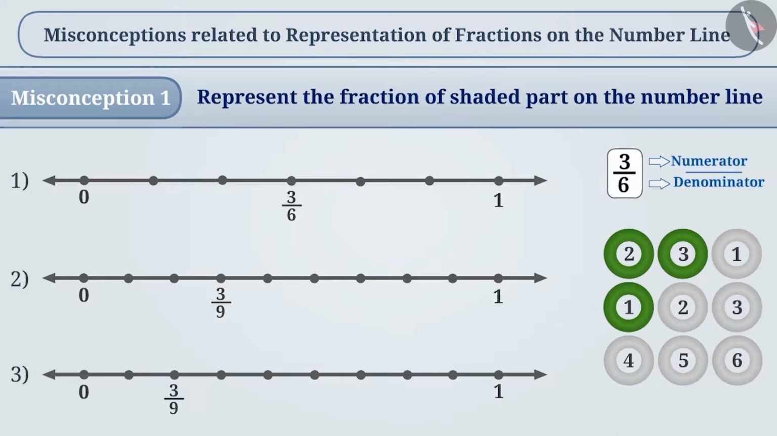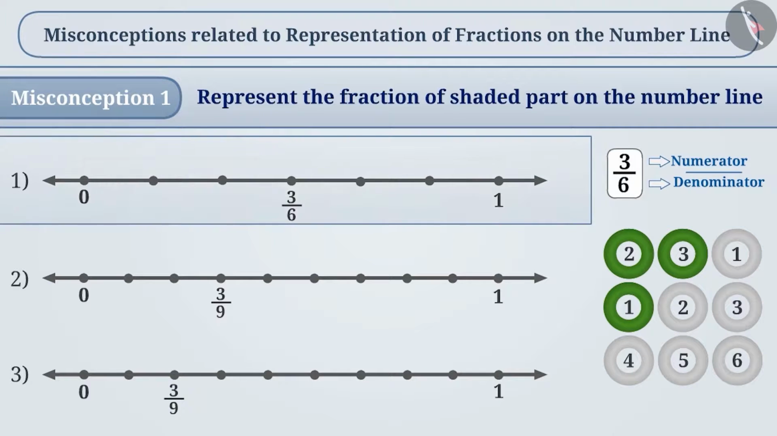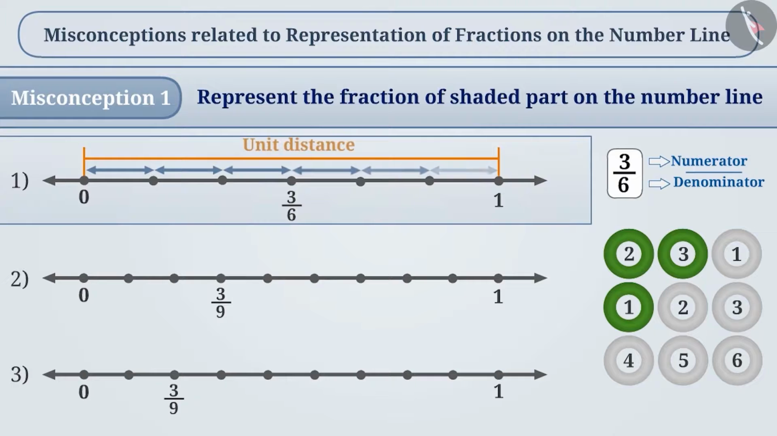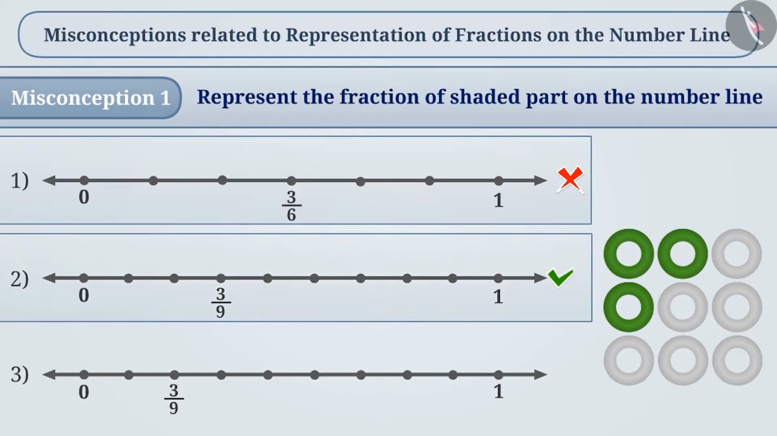To represent this on the number line, a unit distance is divided into 6 parts and out of these 3 parts are taken to express the fraction. This is a misconception. The correct answer to this question is option 2 because here the shaded part are 3 out of 9. So the fraction will be expressed as 3 by 9.